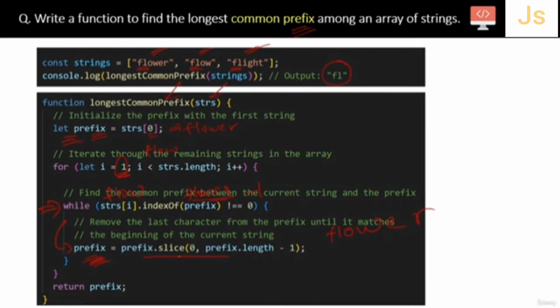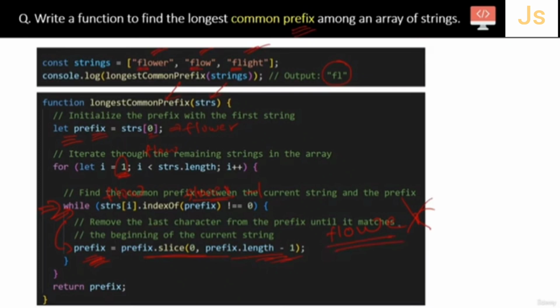So now here we will get the new prefix, which is FLOWE, because we removed the last character by using this slice method. Then again, the while condition will run, and this new prefix is also not present in flow, right?